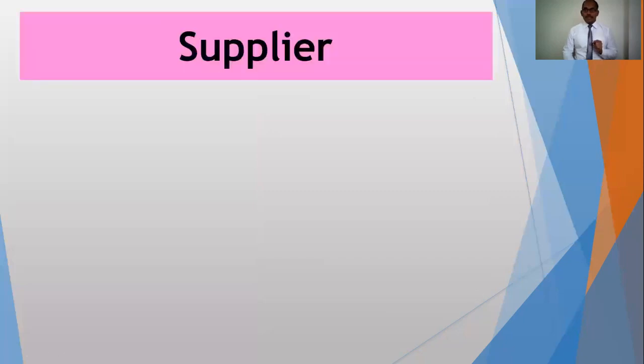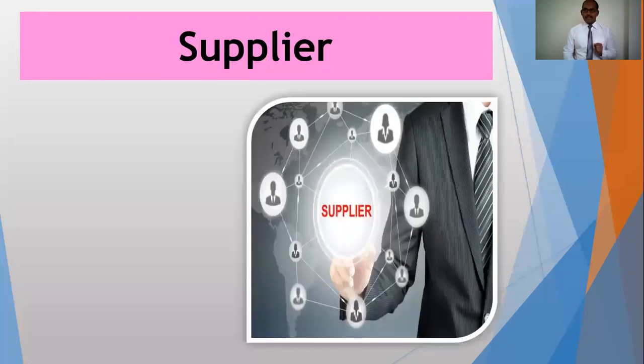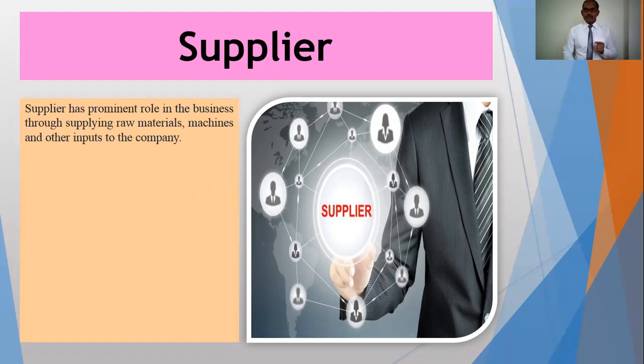The next important micro environment factor which influences the business activity is the supplier. The supplier is the person who supplies the raw material and other inputs to the producers for making final goods and services. Take an example here, the sugar factory. The sugar factory is working based on the raw supply, that means sugar cane, from the supplier.